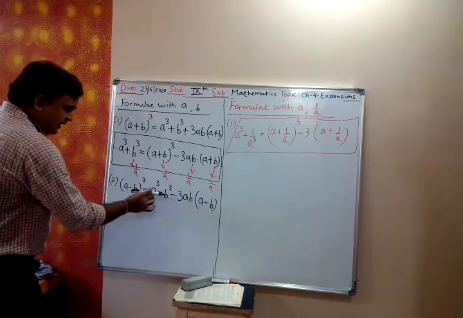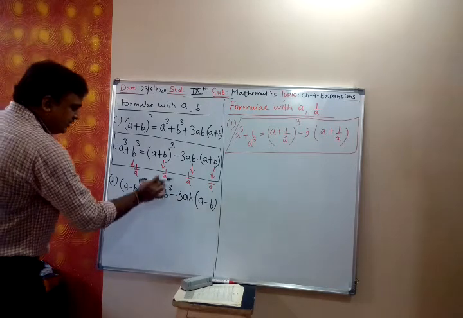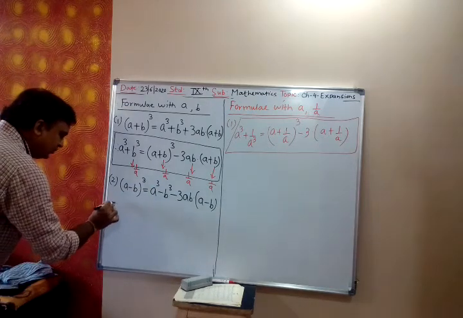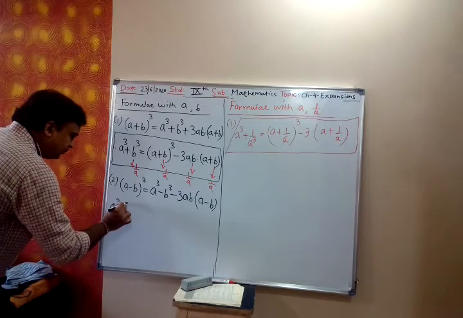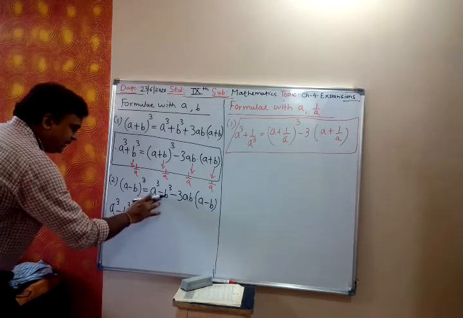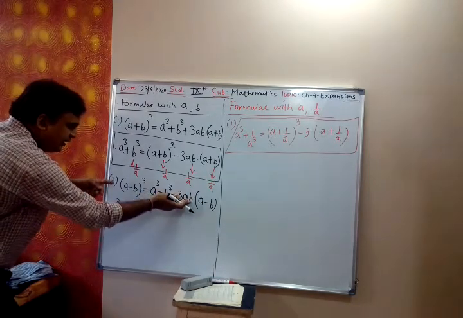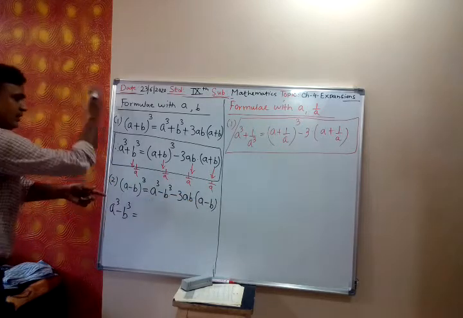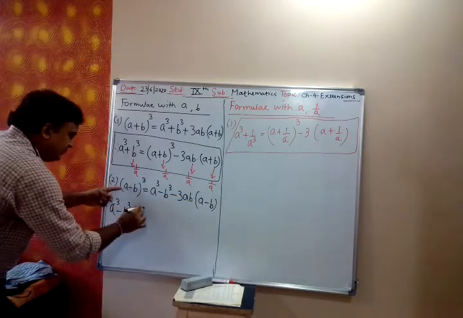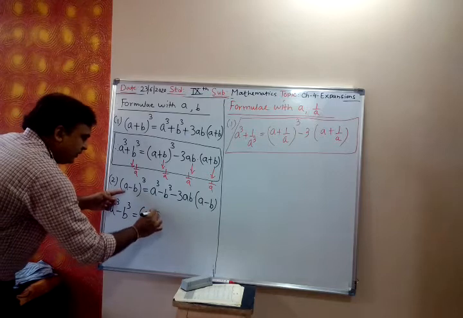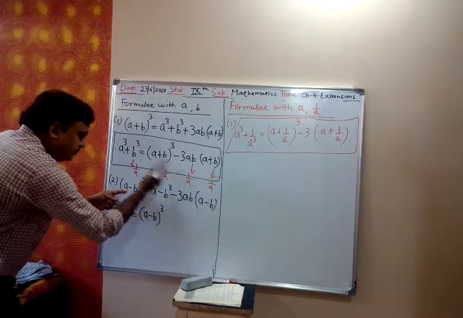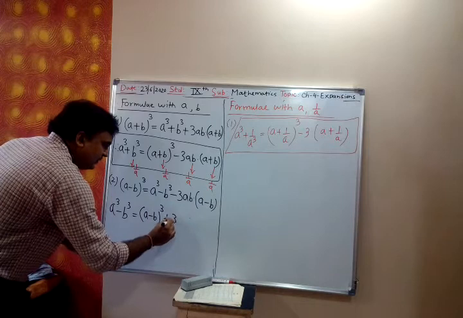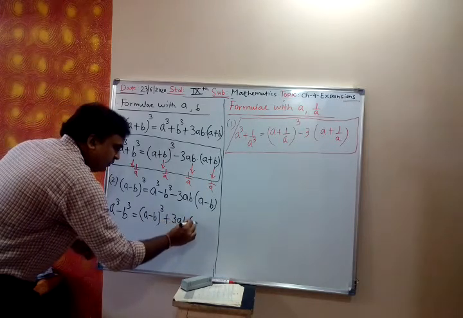Now in this I will keep a cube and b cube there only. So we get a cube minus b cube. Now this term 3ab into a minus b, I will take it on the left side. So that will be a minus b whole cube plus 3ab into a minus b.